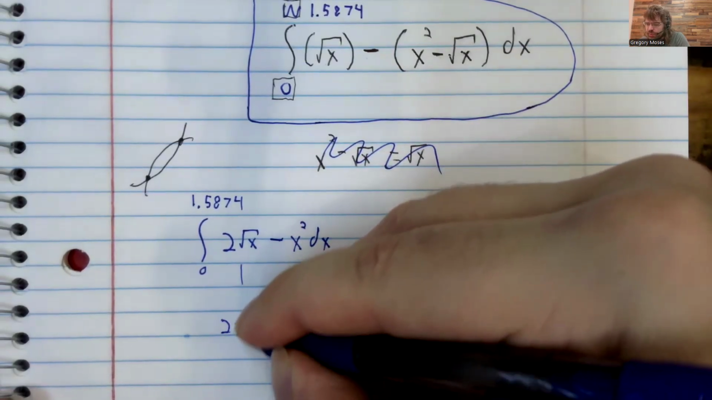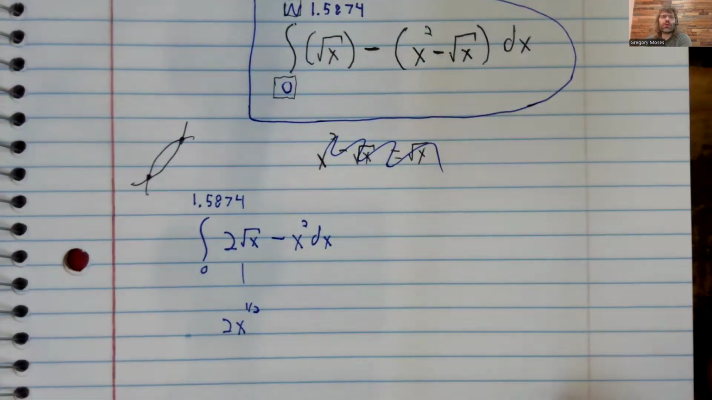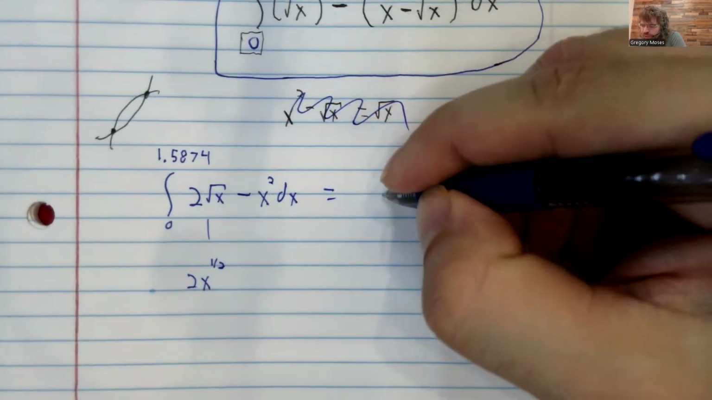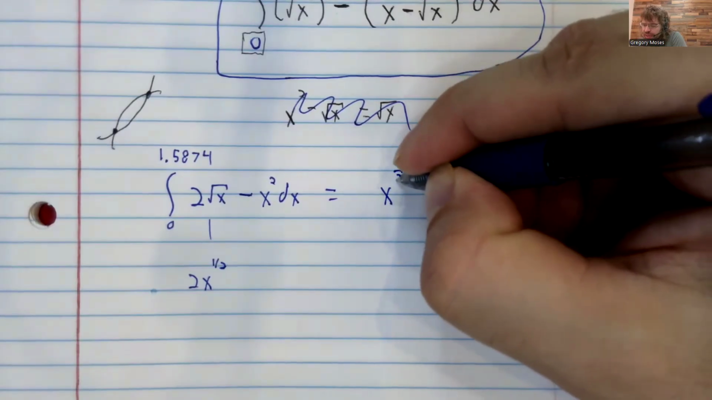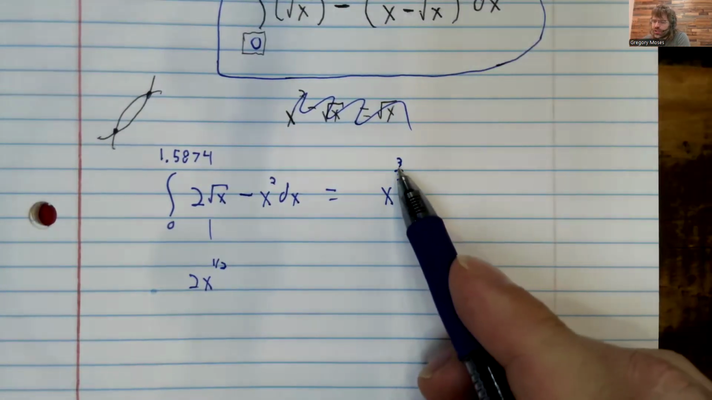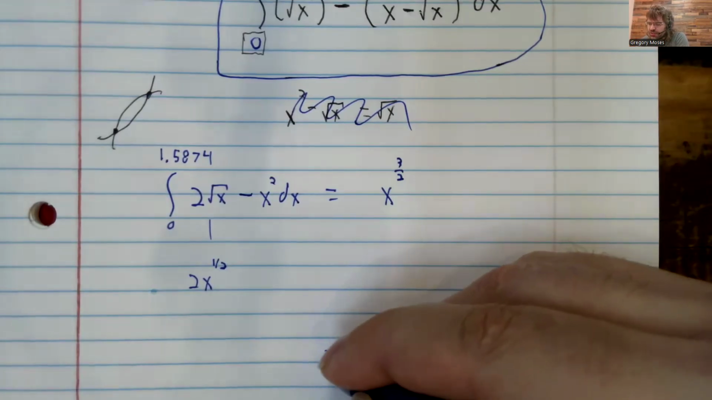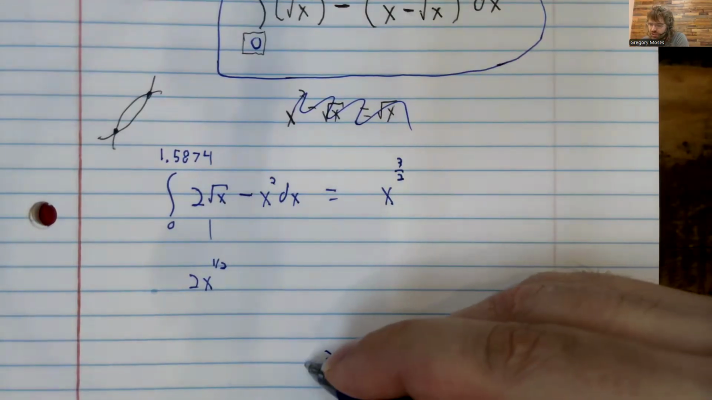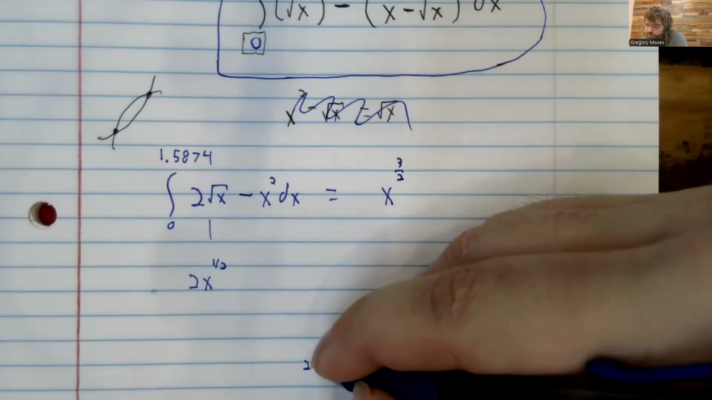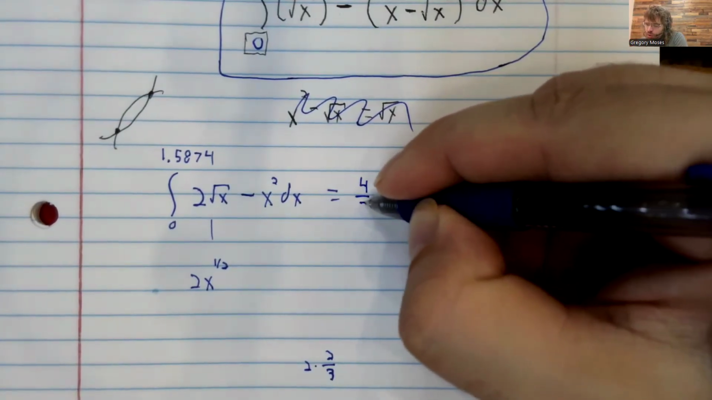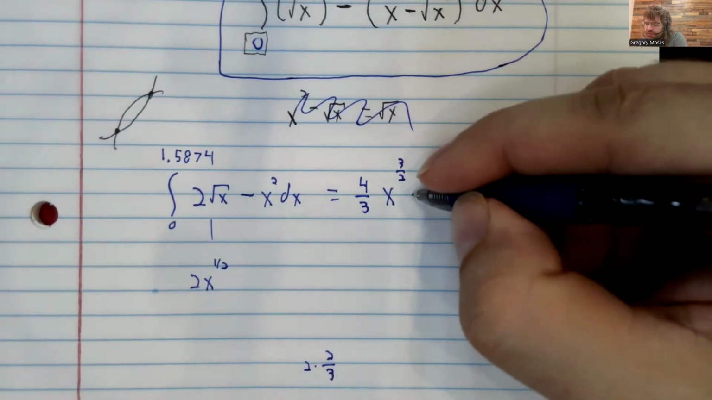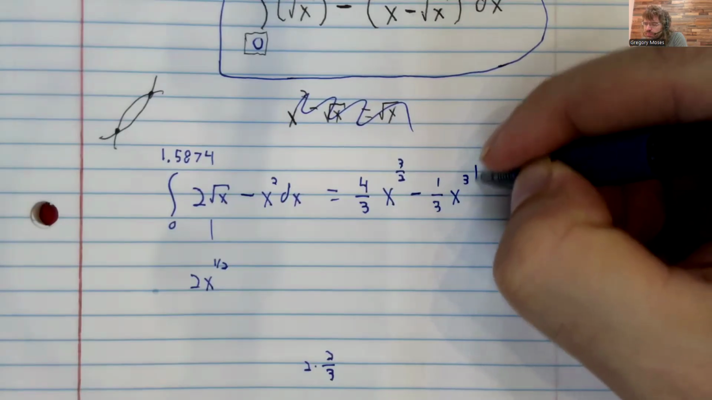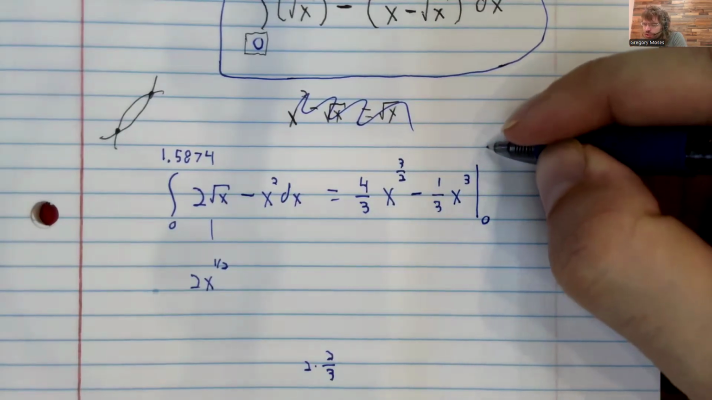And remember that the square root is a power. We integrate it with the power rule. So x to the 3/2, we divide by 3/2. That's the same as multiplying by 2/3. This constant 2 is sitting there. So we get 4/3 x to the 3/2 minus 1/3 x cubed, all evaluated from 0 to 1.5874.